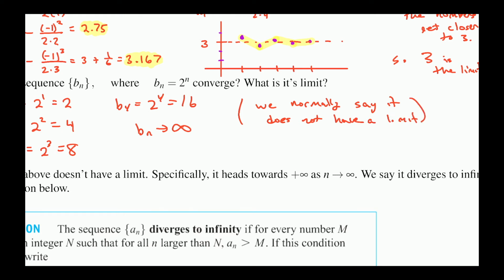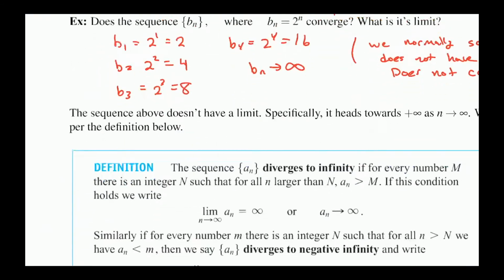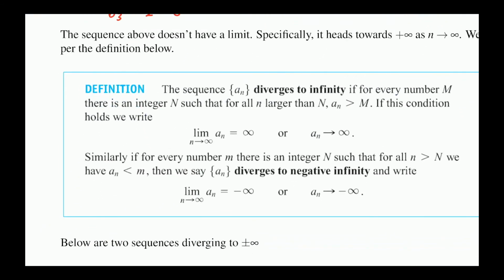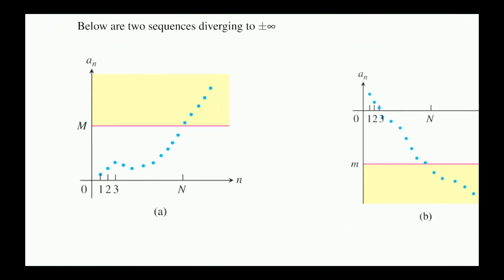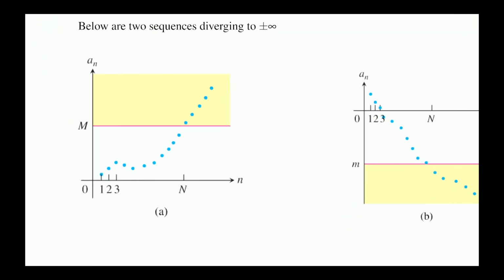Right? Does not converge. All right. But you will hear people say that the limit is infinity when it goes to infinity. And so here's the definition of that. Again, it just says if it keeps getting bigger and bigger and bigger, then it can go to infinity or diverges to infinity. And here's some helpful pictures, right?